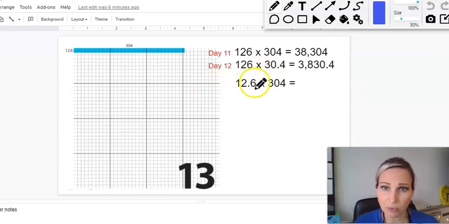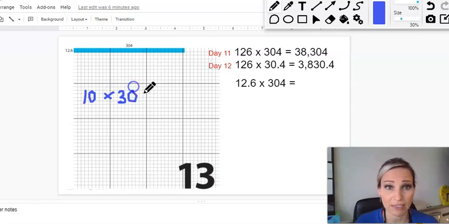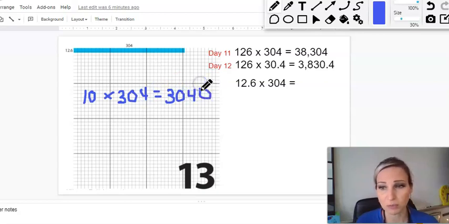All right, so hopefully you're done estimating. For me, I'm going to take 12 and 6/10. To make it easier, I'm going to say that's about 10. And then 304, I'm going to leave it as 304 because when I multiply it by 10, that's not too difficult because I just have to add a 0 to the end. But remember, what we're really doing is moving everything over one place value to the left. So my answer should be around 3,040. That's definitely going to help me when I'm solving this one.